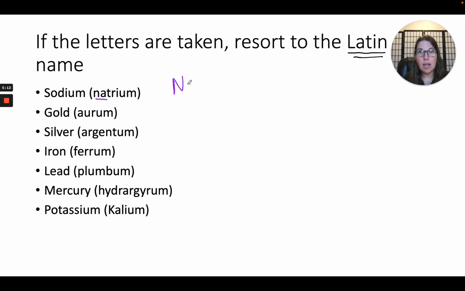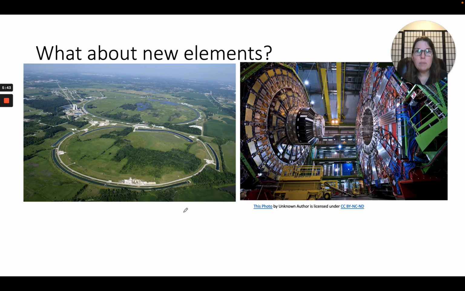So we have Na for sodium, based on the Latin natrium, Au for gold, Ag for silver, Fe for iron, Pb for lead, Hg for mercury, and K for potassium. So those are ones you're going to write down and try to remember because they show up a lot, and it'll be easy to get confused if you're not familiar with the fact that these ones are based on Latin names. Okay, now what about new elements?